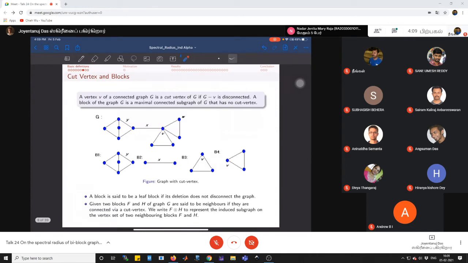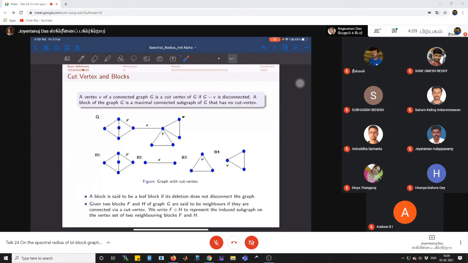Okay, so next I will define what is a cut vertex of a graph and then what are blocks of a graph. A vertex V of a connected graph G is a cut vertex if we delete the vertex V from the graph, then it becomes disconnected. And a block of a graph is a maximal connected subgraph that does not contain any cut vertex.